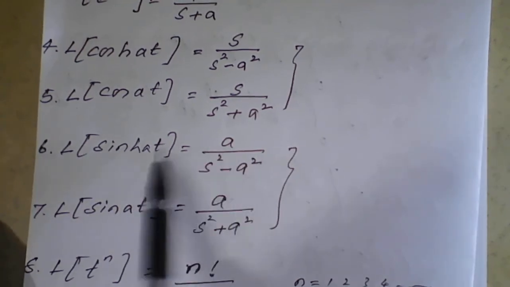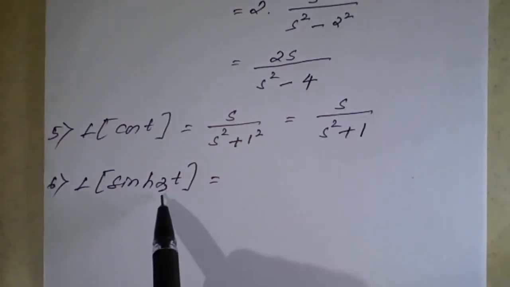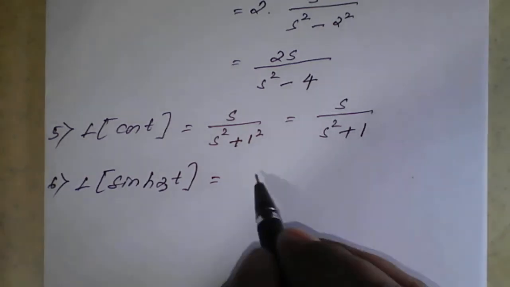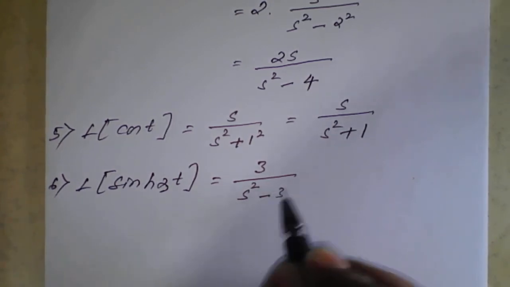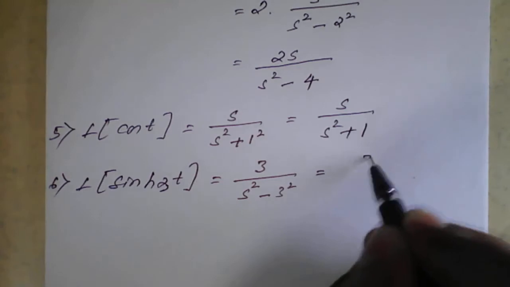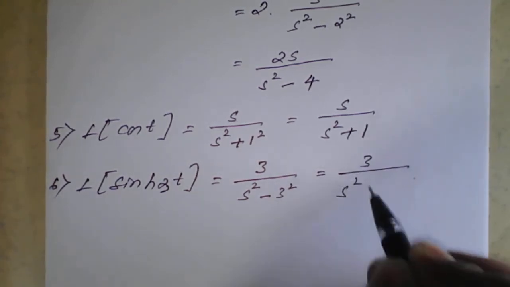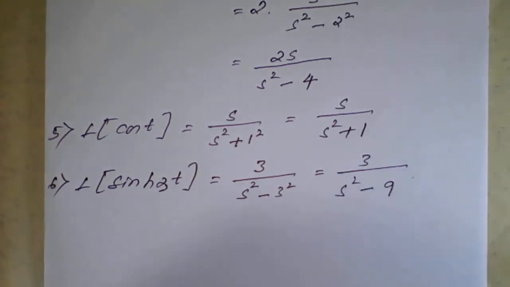So the a value we need to collect first. The value of a is 3. So it will become 3 divided by s square, because of hyperbolic minus sign, 3 square. Therefore it will become 3 divided by s square minus 9.